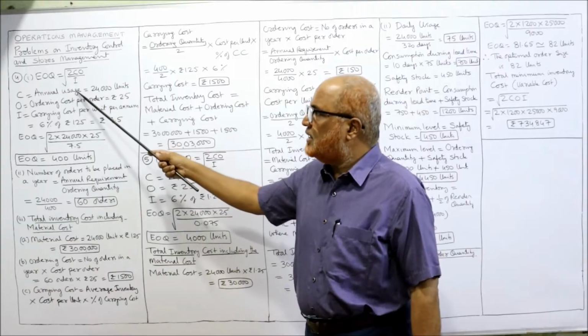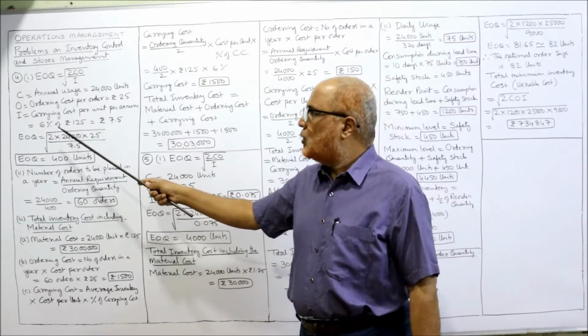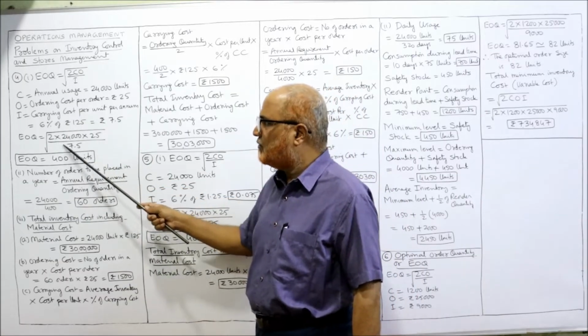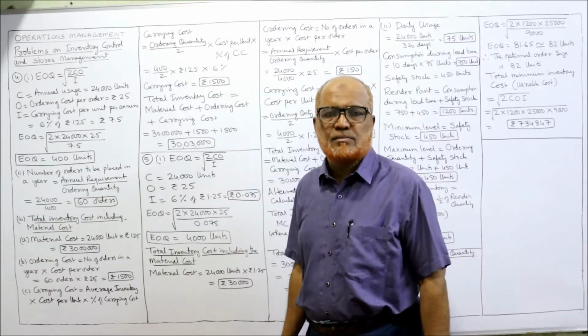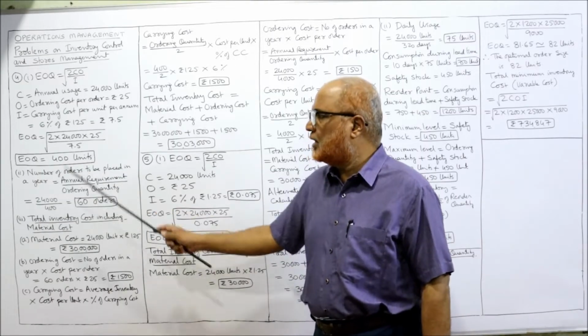So we got C, O and I. Now simply substitute in the formula: root of 2 into 24,000 into 25 divided by 7.5, which is root of 400 units. First question, we got the answer. The EOQ is 400 units.